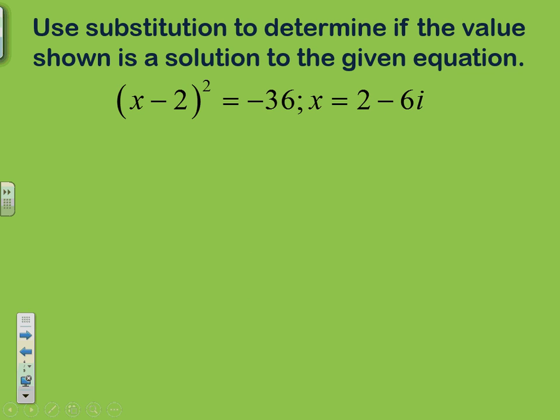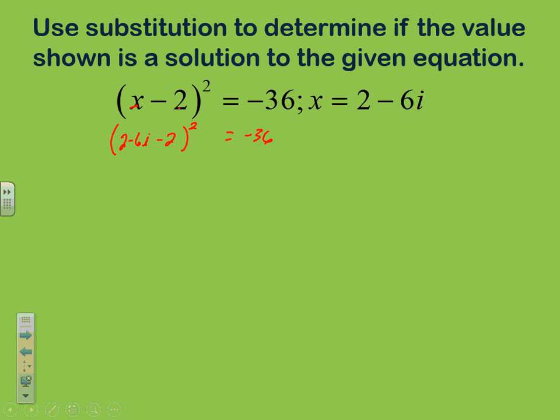Okay. Now here is where we might need to know one of those special rules, depending on what we wind up with in the parentheses. So let's take a look at it first. Let's substitute the expression that we have for x, which is 2 minus 6i. So if I substitute 2 minus 6i in for x, I'm just replacing the x itself with that. So the x becomes 2 minus 6i, but I still have this negative 2 that I have to keep inside of the parentheses. And we're going to square it, and that's equal to negative 36.